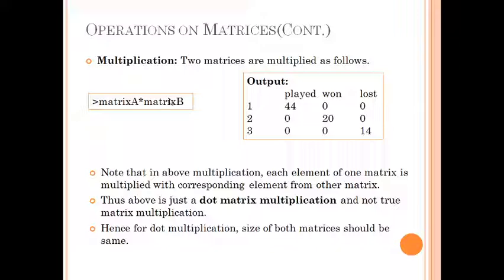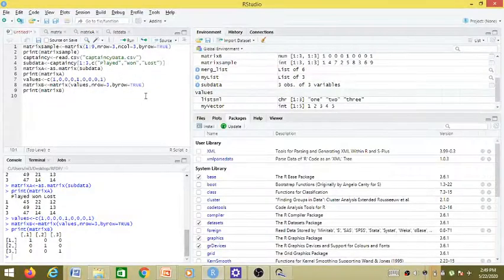Now, as we know, matrix A is a subset of the capital C data frame, and matrix B is an identity matrix. So if they get multiplied, the result ought to have only diagonal elements, as all the non-diagonal elements of matrix A will be multiplied with 0, and hence they ought to be 0. So let us check it on RStudio.